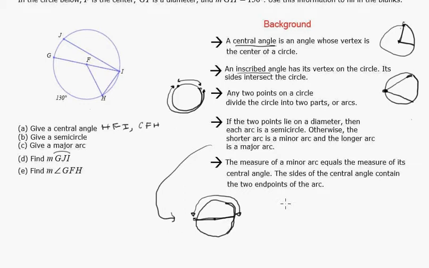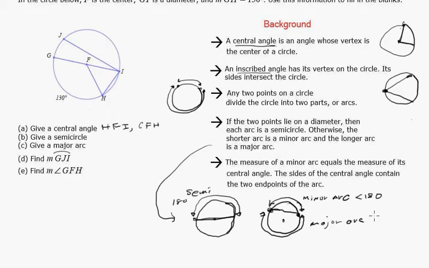Now, let's say we've got a point here and a point here, and I'll draw the line. Then this arc here, because it doesn't go through the center, is called a minor arc. It's less than 180 degrees. A semicircle is exactly 180 degrees. And this other side is going to be more than 180 degrees. This is called a major arc, because it's greater than 180 degrees. So that's what this definition is saying.